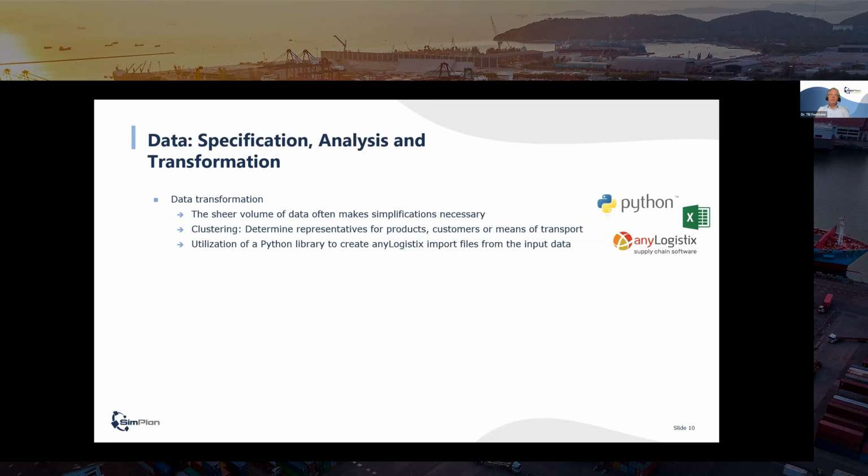In case of clustering, we try to find representatives for products. This can be product groups or product hierarchies. In case of customers, for sure, you are using 3-digit or 4-digit postal code areas, so aggregating customers within postal code areas. And in case of shipping types or means of transport, it's also possible to reduce the number of shipping types to a smaller number to reduce the complexity within the data set.